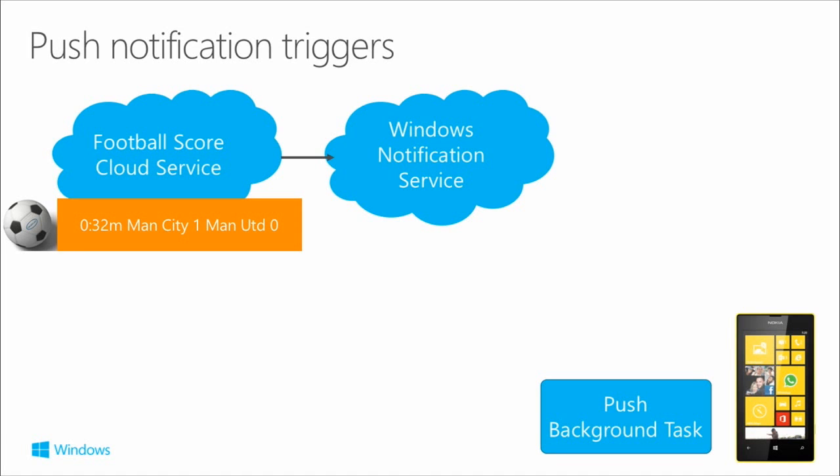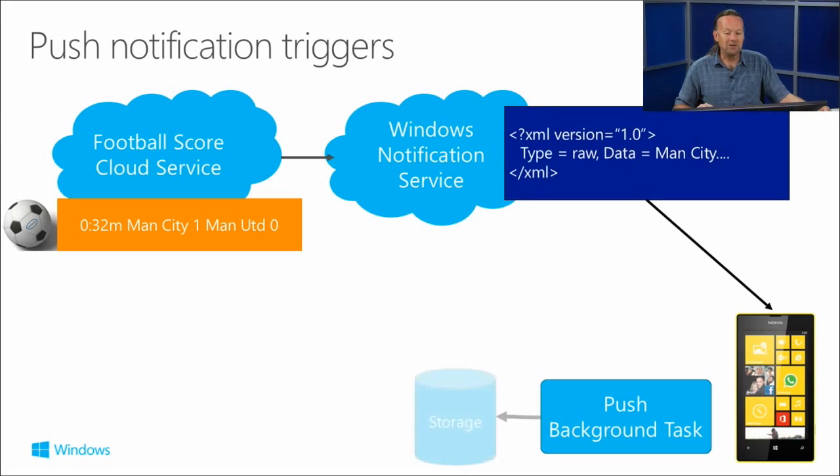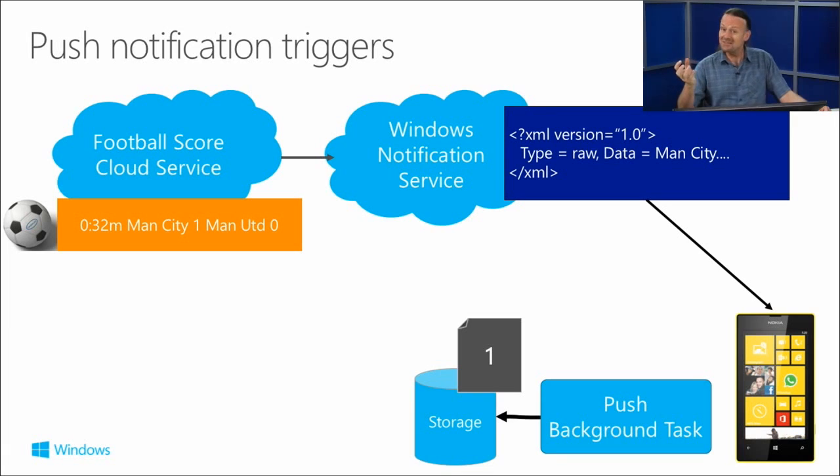So after 32 minutes, Yaya Toure has just scored for Manchester City, and a push notification goes through. It's just a raw one, it's XML. It goes through notification services and is intercepted by the background task, so the foreground app isn't even running. It could pop up a toast saying City have scored, but it will store details locally as well. The background task could also go back to the cloud service and get more data, so that when the user goes into the app, it's already updated.